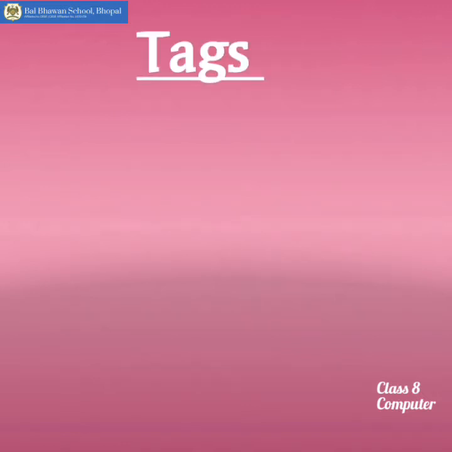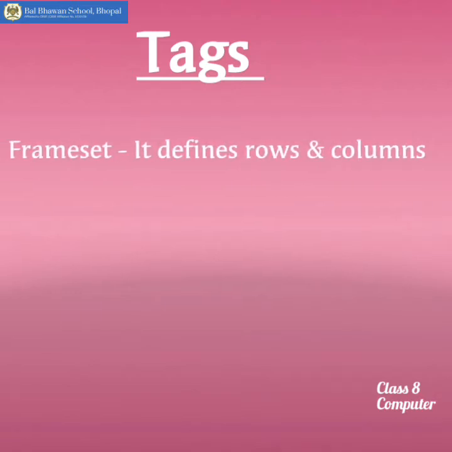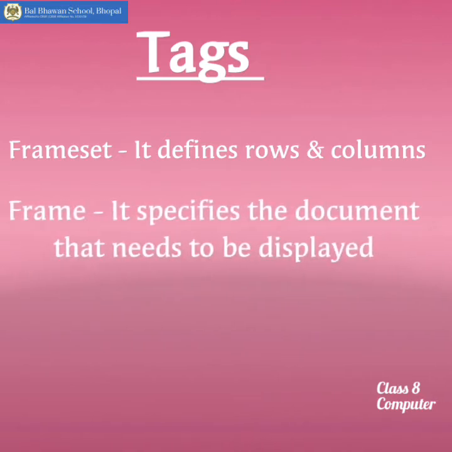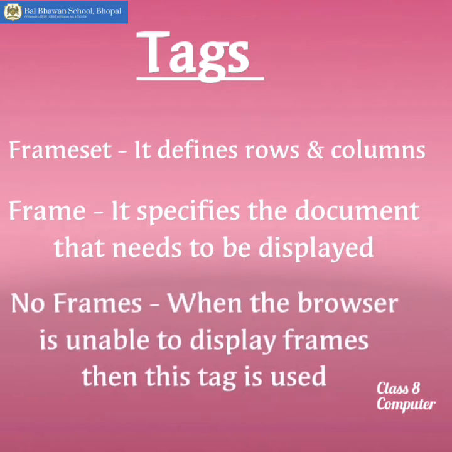To create the frames, we require a few tags. Number 1, frameset. This tag defines the rows and columns in frames. Number 2, frame tag. It specifies the document that needs to be displayed. Number 3, noframes. When the browser is unable to display the frames, then this tag is used.